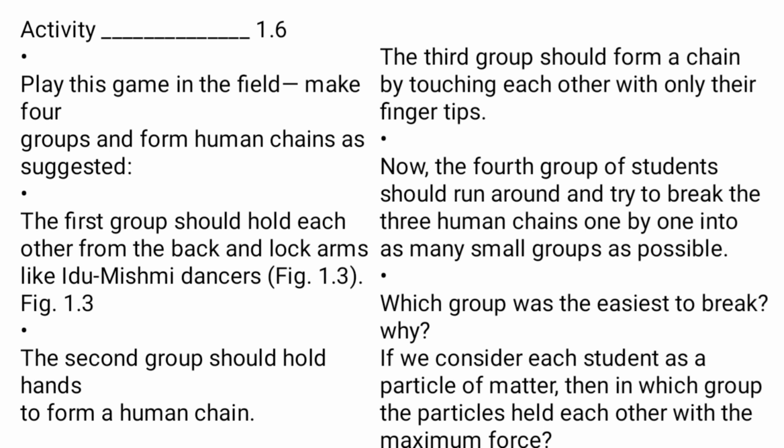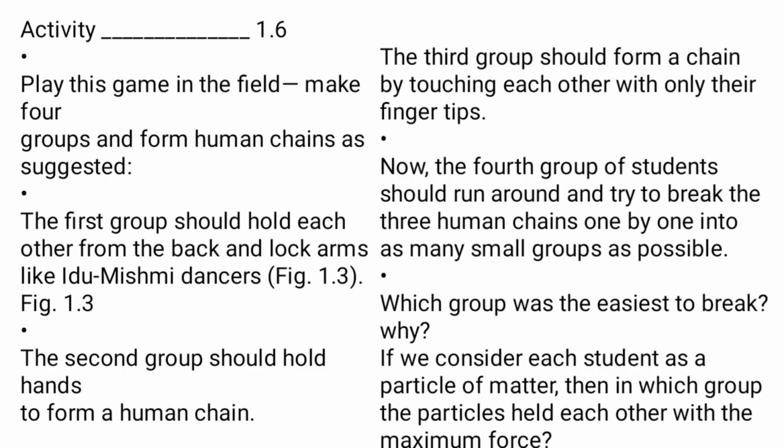So activity 1.6, play this game in the field. Make 4 groups and form human chains as suggested. So you can see in this image you have to make 4 groups like this, and the first group should hold each other from the back and lock the arms like Idu Mishmi dancers.